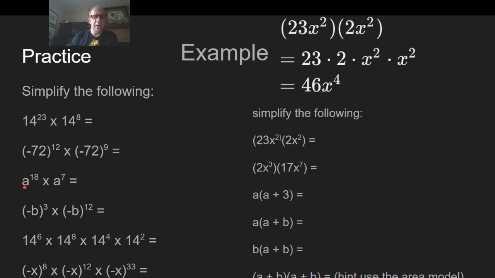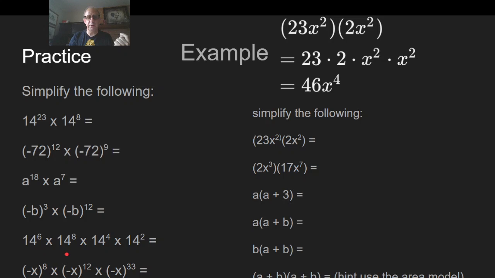If I have a base of a, that just means it could be any number. But this is also an a. So whatever the number is, it's the same. So my bases are the same. I'm still adding my exponents. So a to the 18th power times a to the 7th power is a to the 18 plus 7 power, which is a to the 25th power. Okay? Negative b, same thing. I'm still going to add the exponents.